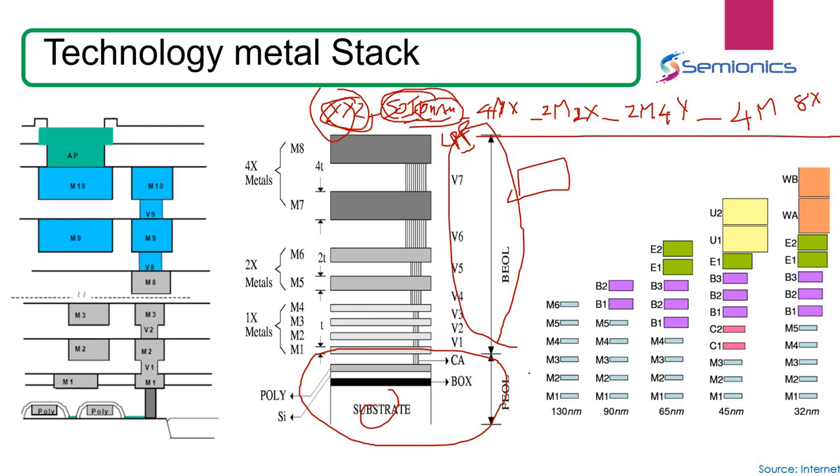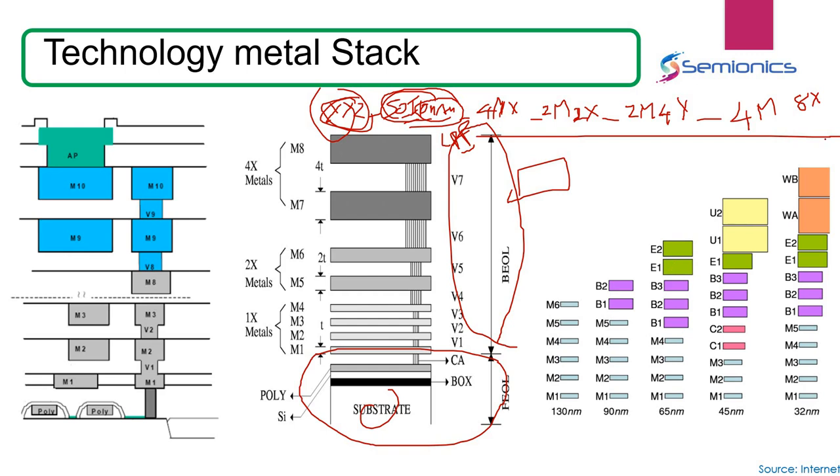If you just see an example over here, for 130 nanometer, you had around 6 metals of the same width. That was the technology earlier. But for 90 nanometer, obviously this is 5 plus 2, 7 metals. And here if you see, these are 2x. And here for 65 nanometer, there are 4 metals of the same width, 3 metals of double the width, and these 2 metals of double the width of this.